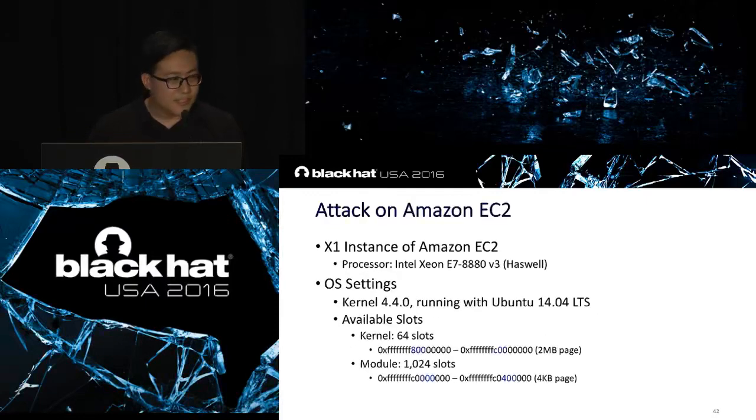Another interesting point is that DRK also works in the cloud environment. Recently, Amazon EC2 launched a new instance type called X1, which supports Intel TSX. So we did the same attack on Linux with an Ubuntu 14.04 instance, and the result was the same, 100% accuracy, but a little bit more time.